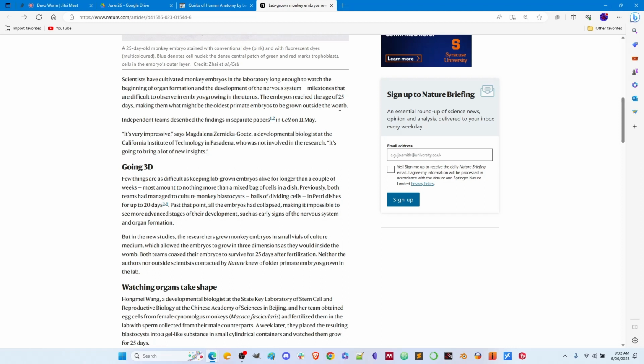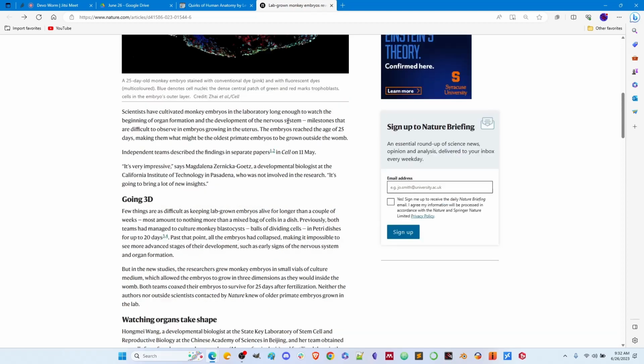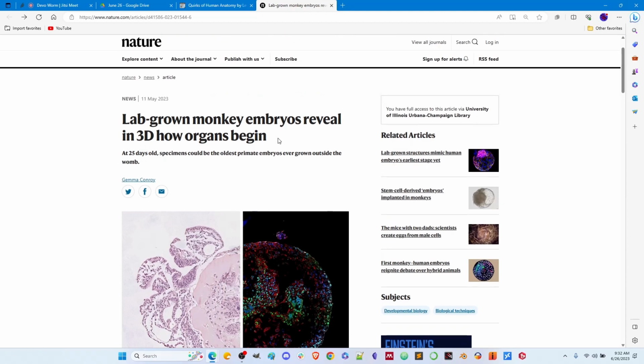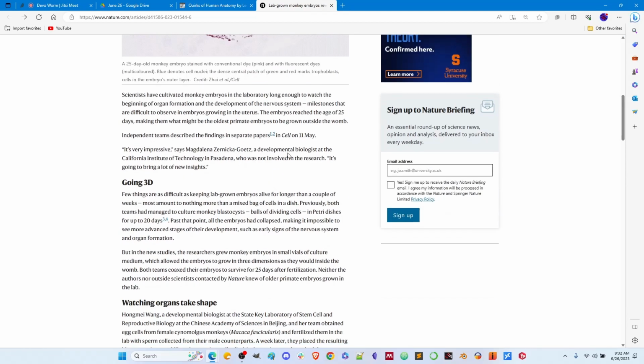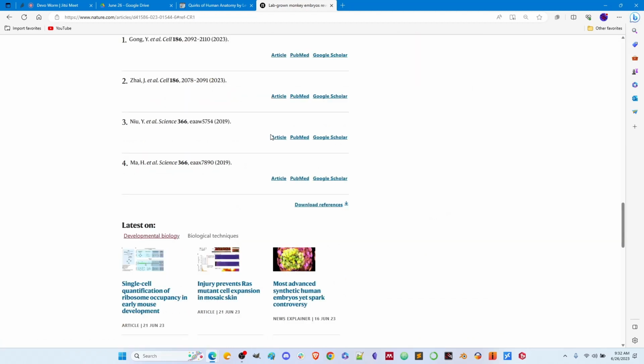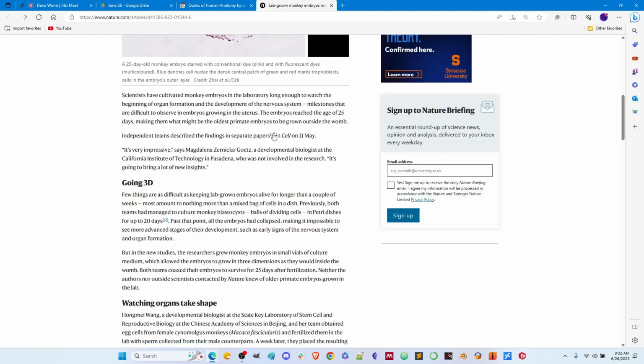And this is actually based on two independent papers from, I think, 2023. Yeah, this is from this year. This is the 11th of May, 2023. So there are two papers here. I think the Gong paper and the Zhai paper, if I'm not mistaken. Yeah, those are 1 and 2.